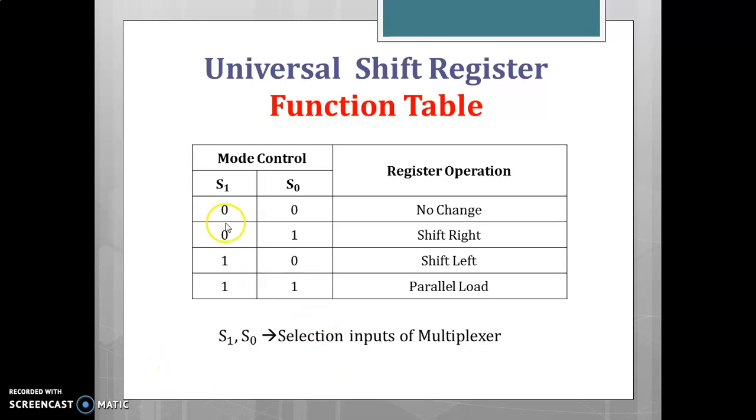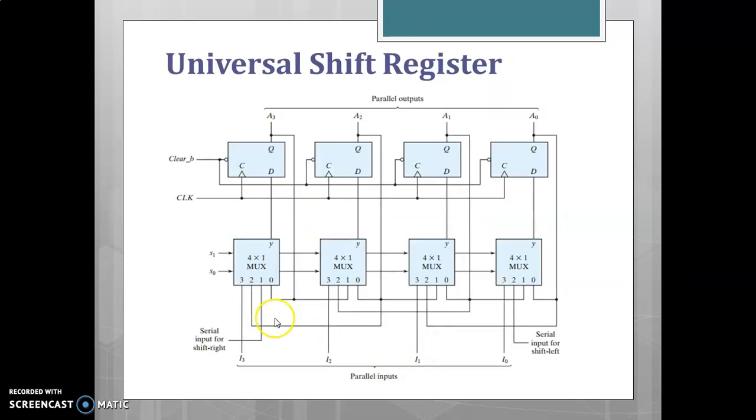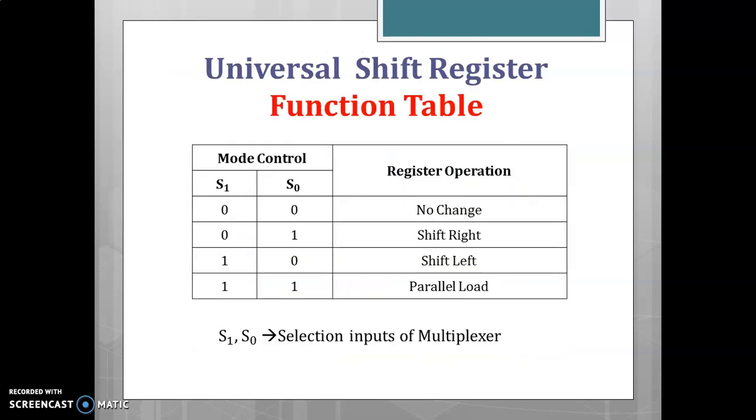When S1, S0 is 0, 0, the input 0 is selected. So here the present output of this flip-flop is given as the input for this flip-flop. Similarly, the output of the flip-flop is given as the input for this. And similarly, the output of this flip-flop is given as the input. Output of the flip-flop is given as the input for the flip-flop. So therefore, no change of state occurs.